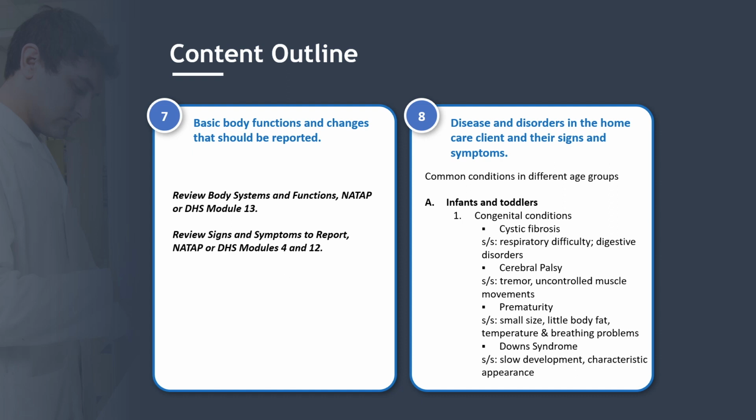Infants and toddlers. Congenital conditions. Cystic fibrosis. Signs and symptoms: respiratory difficulty, digestive disorders. Cerebral palsy. Signs and symptoms: tremor, uncontrolled muscle movements. Prematurity. Signs and symptoms: the small size, little body fat, temperature and breathing problems. Down's syndrome. Signs and symptoms: slow development, characteristic appearance.